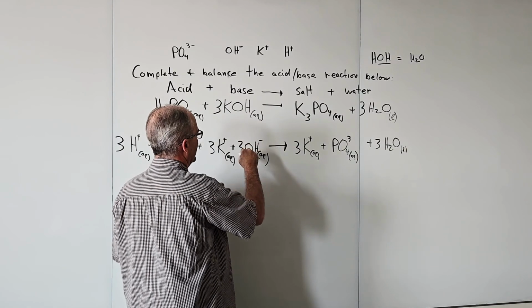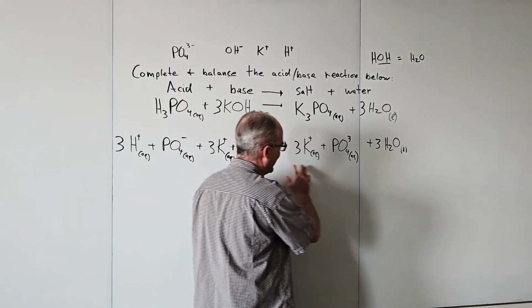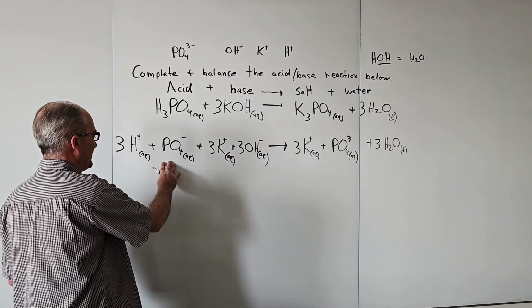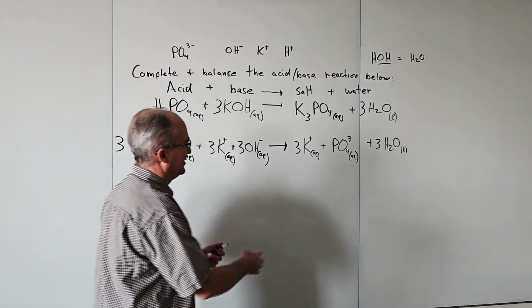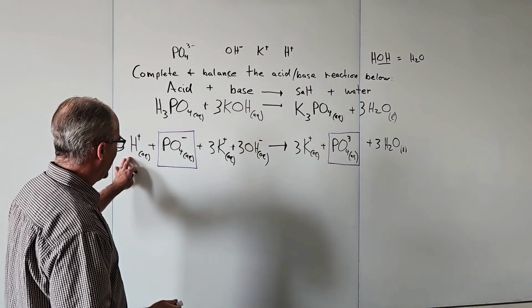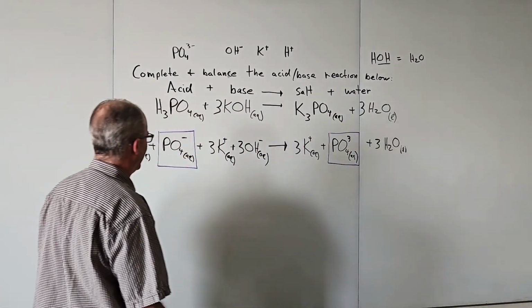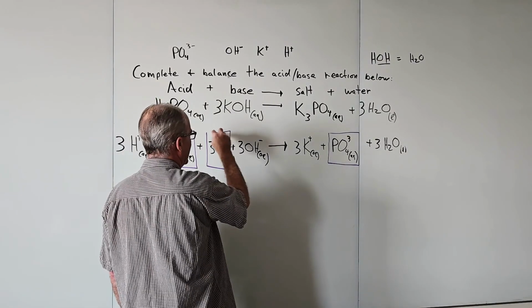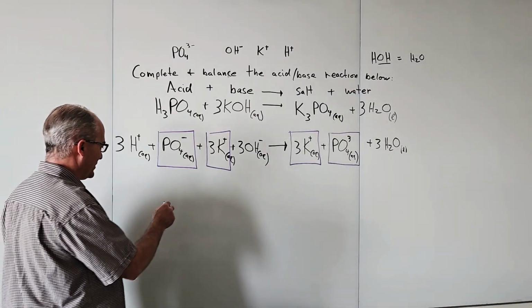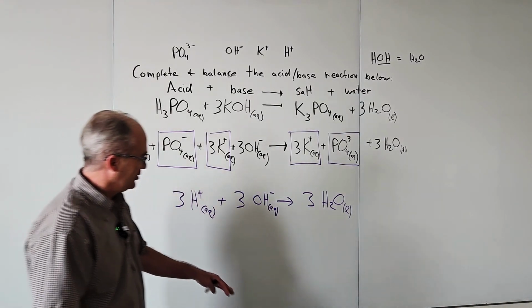How many hydroxides do I have? I got 3 hydroxides here. Do I have 3 hydroxides over here? No. What about phosphate? I have a phosphate there, and I have a phosphate here. Got 3 hydrogens. Do I got 3 hydrogens? No. What's left? Potassium, potassium. And so what is the essence of this reaction? Notice here I have spectator ions removed.